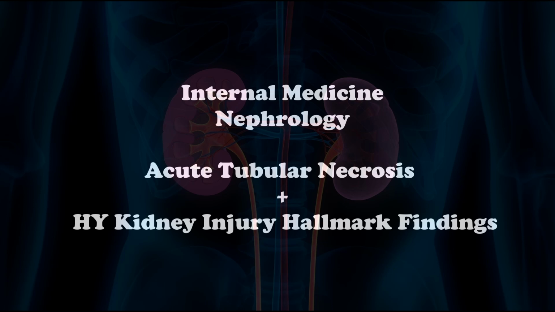Some other hallmark findings of renal failure are red blood cell casts. This is glomerular nephritis. White blood cell casts are interstitial nephritis and pyelonephritis. Fatty casts are seen in nephrotic syndrome, and broad and waxy casts are seen in chronic renal failure. It's important to remember these because these can definitely save you on test day.